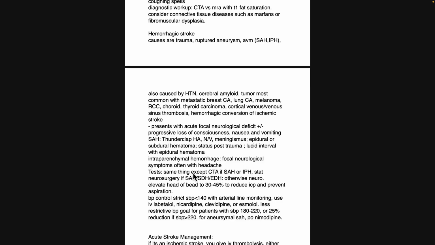So the test for this is the same thing, except CTA for subarachnoid hemorrhage or intraparenchymal hemorrhage. Stat neurosurgery for subarachnoid hemorrhage, subdural hematoma, epidural hematoma, otherwise neurology. You elevate the head of the bed to 30 to 45 degrees to reduce intracranial pressure and prevent aspiration.